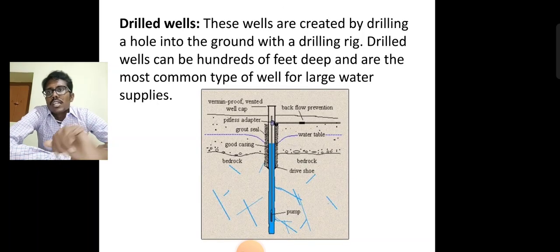Next one is the drilled well. Drilled wells are created by drilling a hole into the ground with a drilling rig. Drilled wells can be hundreds of feet deep, and they are the most common type used for large water supplies.